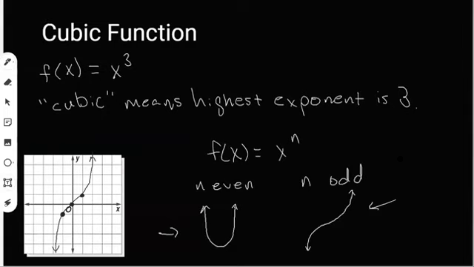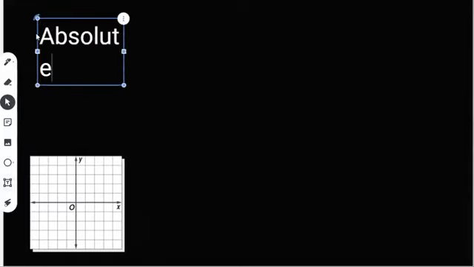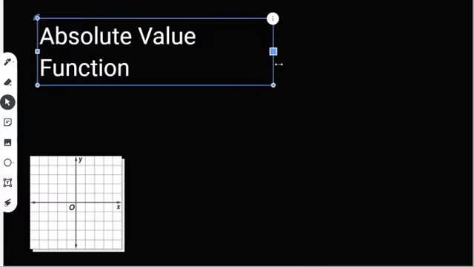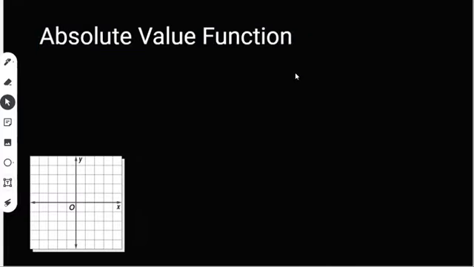And you can classify them by their graph, right? Okay, let's move on to number 5. The fifth function that I want to talk about is the absolute value function. I feel like this one is underrated in the sense that it's not really talked about that much. But the absolute value function is important, and it will show up on the SOL test.